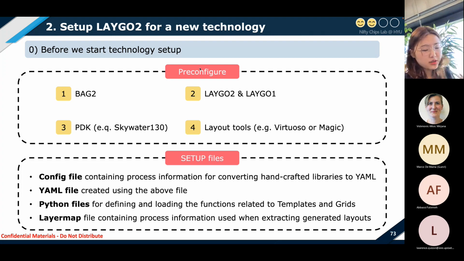Before we start technology setup, some prerequisites are required. First, Bag2 and LAYGO2 and 1 should be installed. Related to MOSAIC setup, the connection between LAYGO1 and MOSAIC is currently not supported. And the PDK and layout tools should also be set. And there are total 6 files for setup and it's divided into 4 categories. I'll explain step by step.